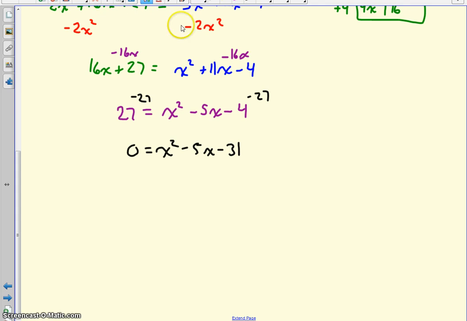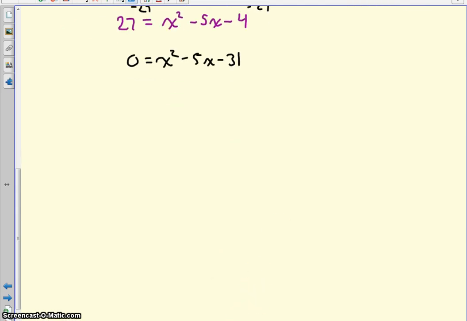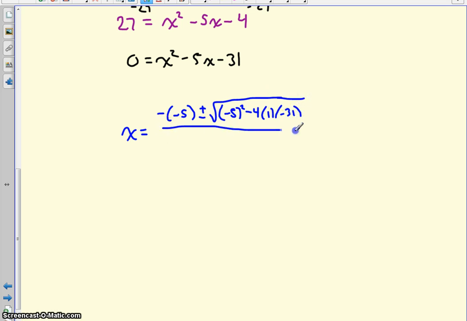If it factors, that would be great. Unfortunately, this one does not factor. You can try it, but you'll see that nothing will multiply to negative 31 and add to negative 5. 31 is prime. So you're going to use the quadratic formula here. So x will be equal to negative, negative 5 plus or minus the square root of negative 5 all squared minus 4. A is 1 in this case, C is negative 31, all over 2a, which is 2 times 1. Okay, and you just simplify.